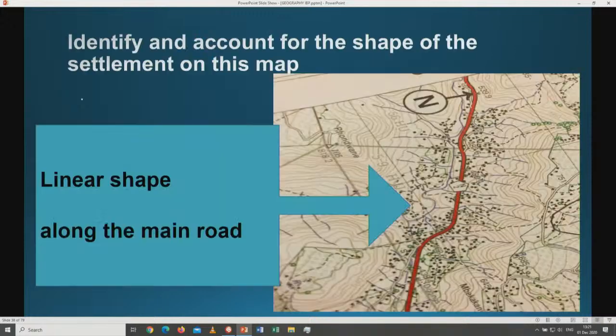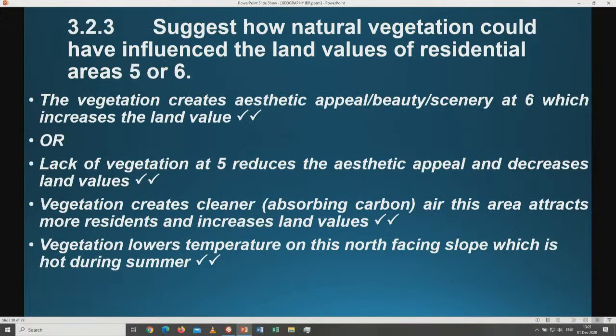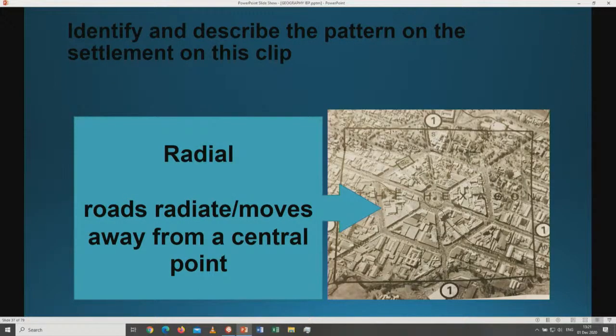Moving forward, let's look at this question. By the way, let me just pause a bit for that one of the street pattern. I mean, let's look at this situation. How do you identify this street pattern? You've already seen this one. This one is radial because they are flowing away from the central point. There you have it.